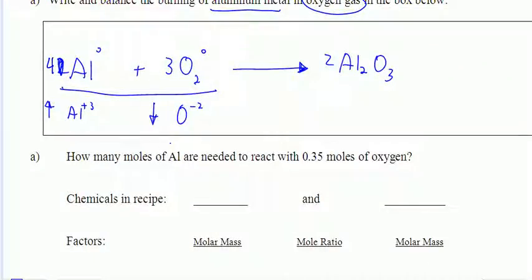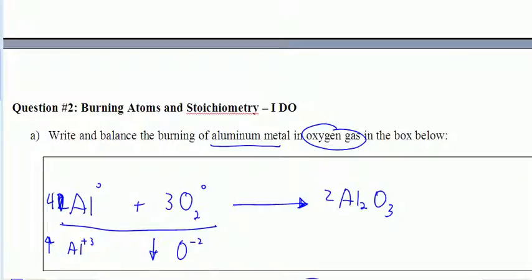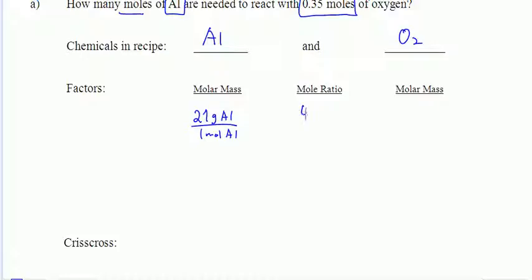How many moles of Al are needed to react with 0.34 moles of oxygen gas? So the chemicals in my recipe are Al and O2. The molar mass of Al is 27 grams of Al for every 1 mole Al. The mole ratio between Al and O2 can be found from the balanced reaction. That's 4 to 3. So there are 4 moles of Al for every 3 moles of O2.